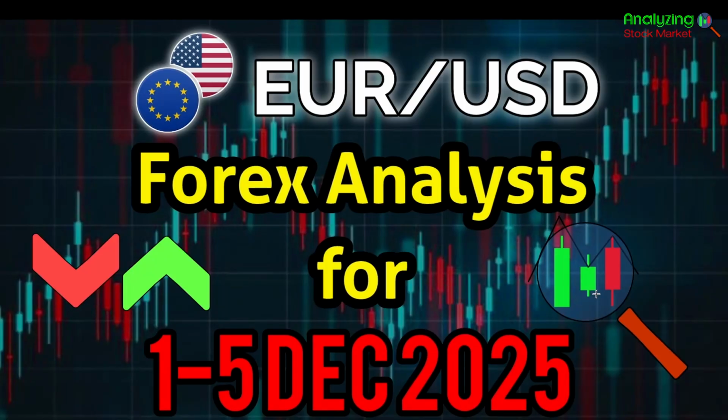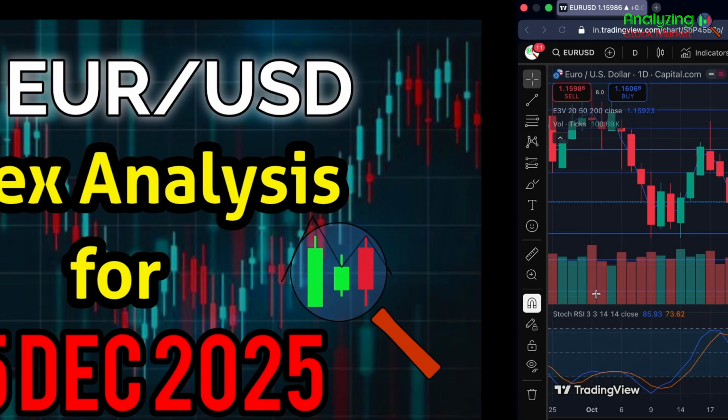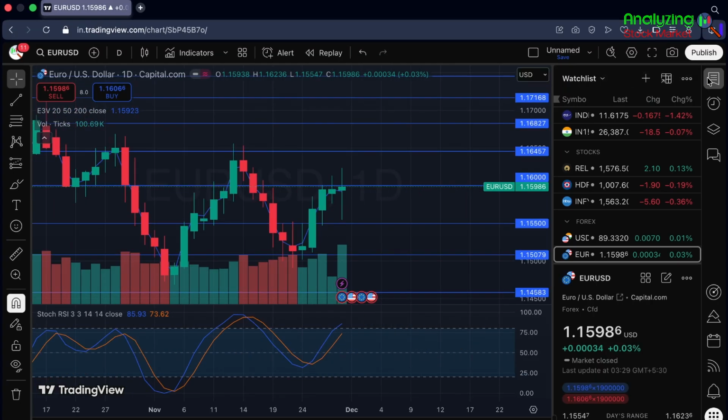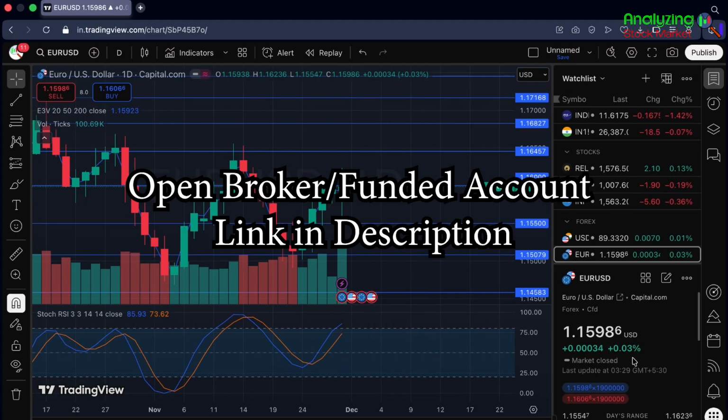So today we'll be talking about the Euro USD pair and we'll do the Forex analysis for 1st to 5th December 2025. So let's go straight to the chart. First, let's see what happened in Euro USD on Friday. As we can see, a 0.03% positive move, 1.15986 was the closing on Friday.